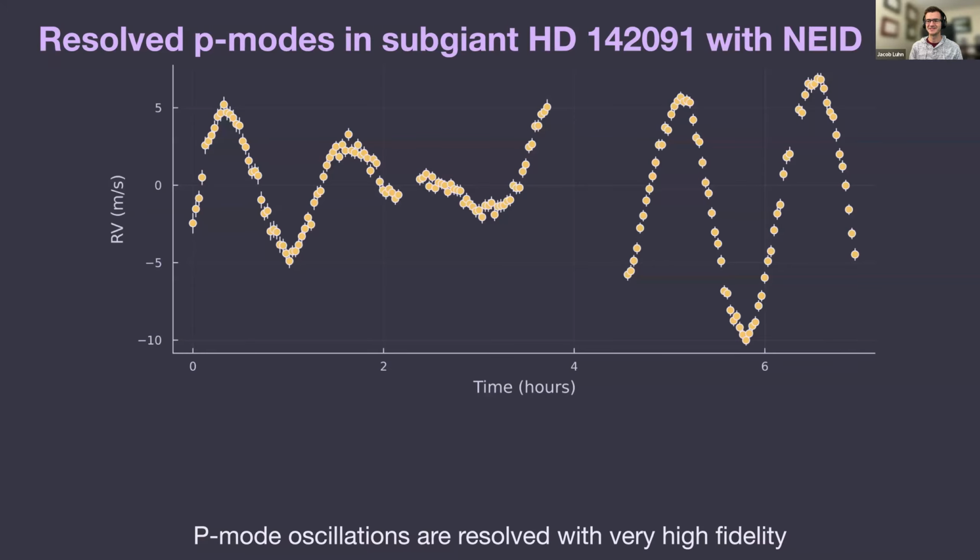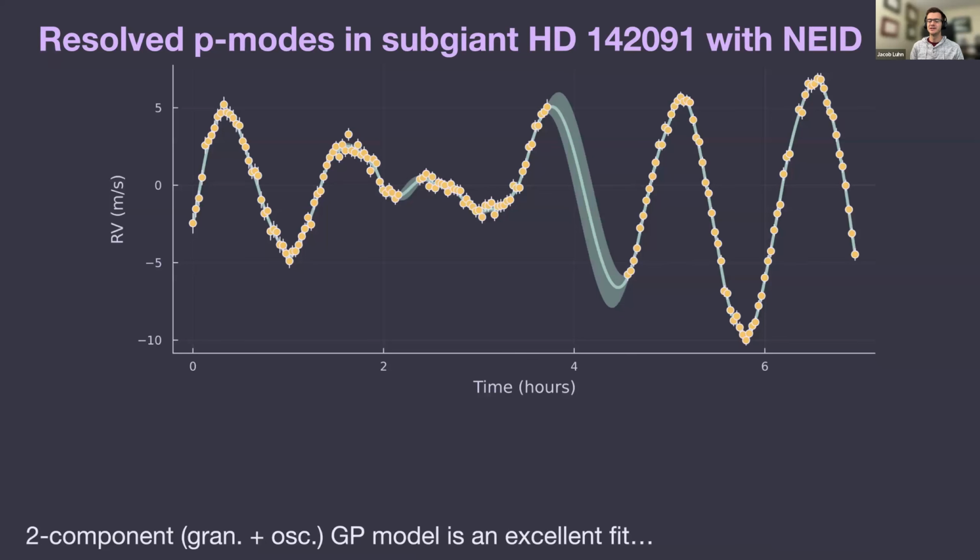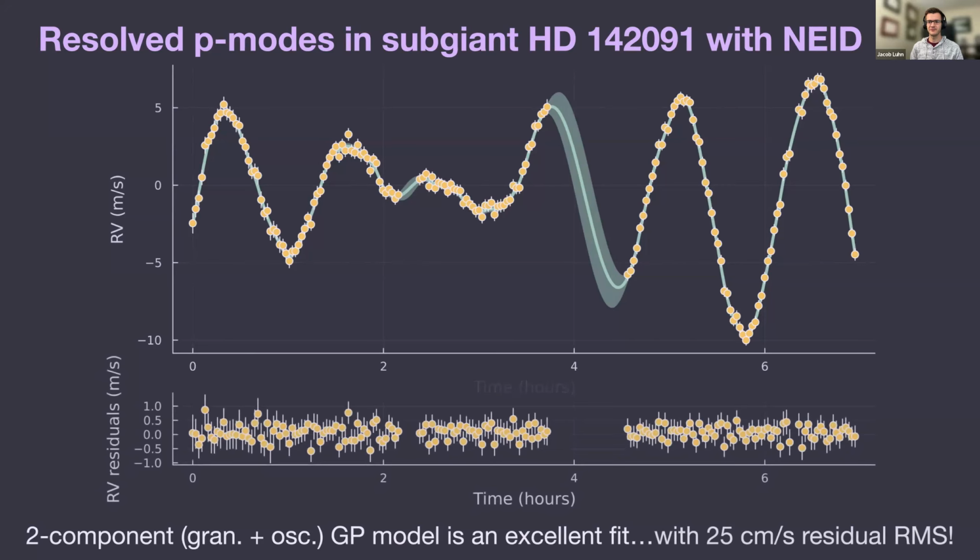So this is certainly a fun data set to work with. And if we plot a GP fit to this time series, again, we see that it fits it really well. We get about a 25 centimeter per second residual RMS. So very cleanly resolved p-modes. And so with this, we hope to test some various diagnostics of stellar variability.